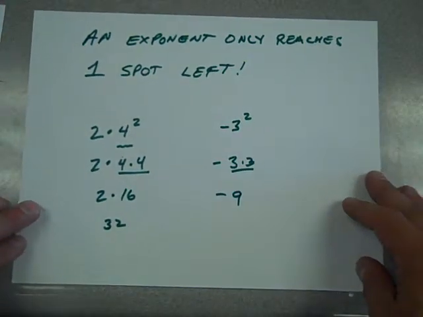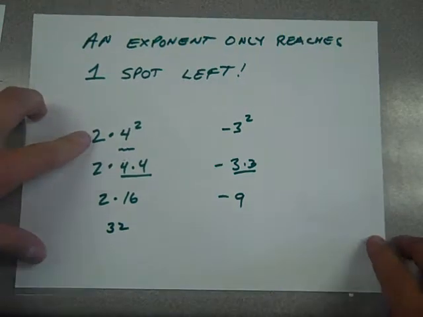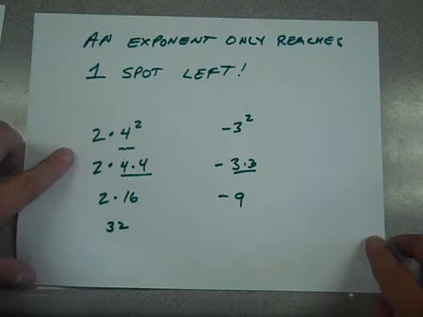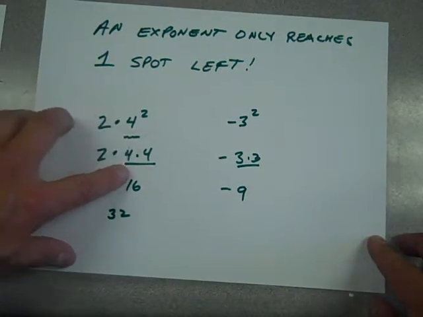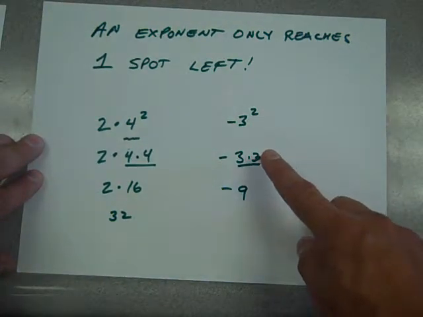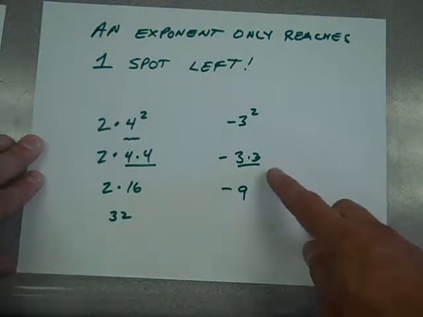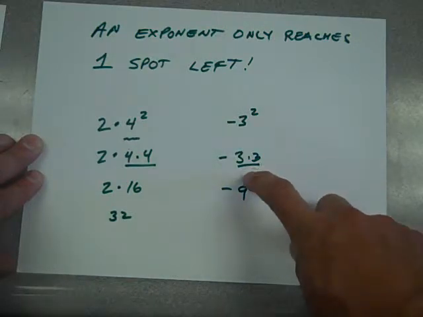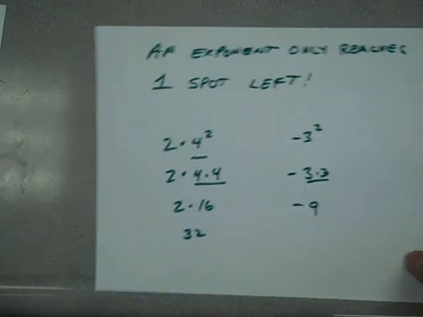An exponent only reaches one spot to the left, and that's a big deal and something I want to talk about. So if I have 2 times 4 squared, shown here on the left side, you'll see that we handle the 4 squared first. Exponents before multiplication in our order of operations. And 4 squared is 4 times 4, which is 16. Then we multiply. Likewise, over here I have the opposite of 3 squared, or negative 3 squared. Well, the exponent doesn't reach the negative this time. It only reaches the 3, which gives us a result of negative 9.